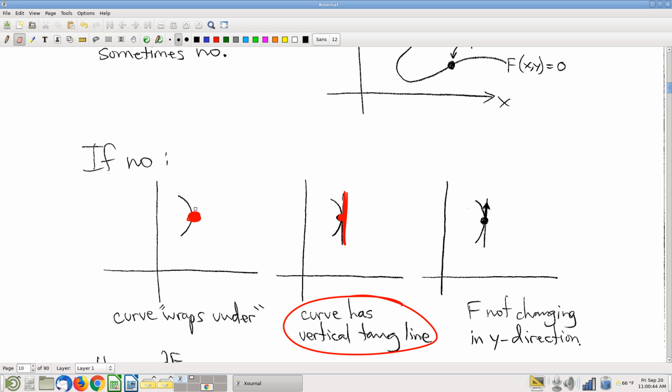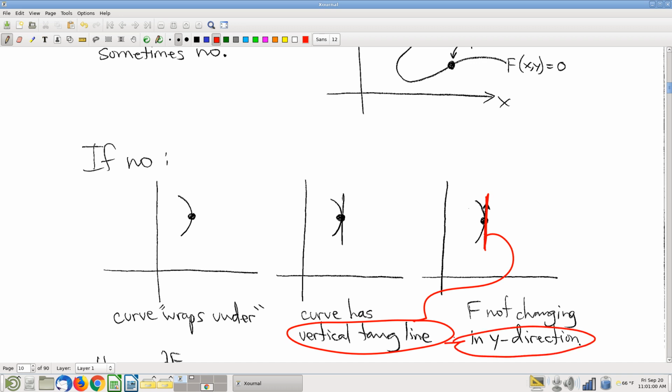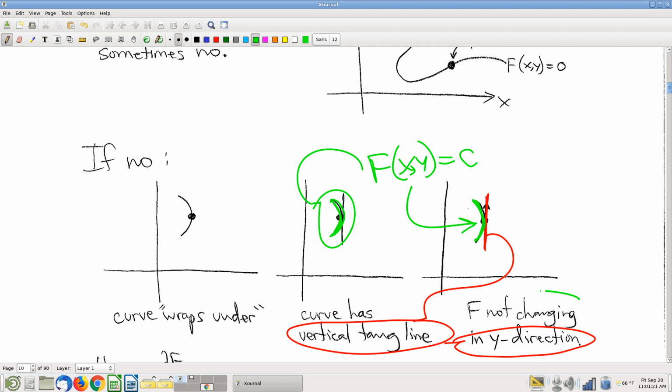And then I'm just going to make the observation that I can reinterpret what it means for the curve to have a vertical tangent line. If the tangent line is vertical, this is vertical, and therefore this means in the y direction. The curve in the first place is a level set of f. This is therefore where f is a constant, right? Level set of f. That means f is constant, aka f is not changing.